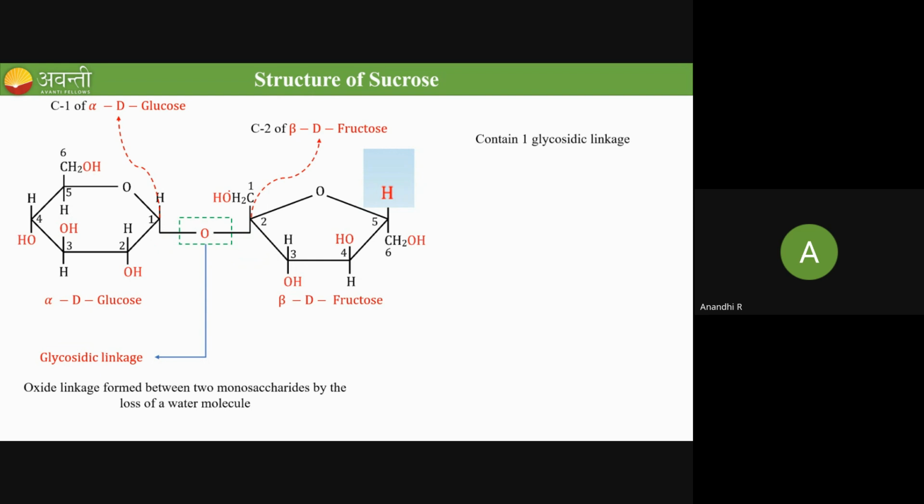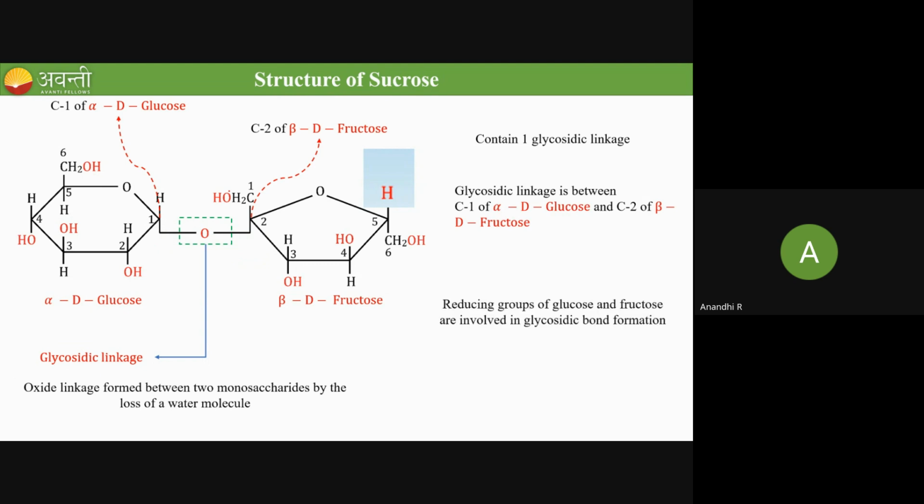And it contains one glycosidic linkage between these two. The reducing groups of glucose and fructose are involved in glycosidic bond formation. So which is the reducing group? In glucose, carbon number 1 is the aldehydic carbon, right? So that carbon's oxygen is involved here. So it is not available for the reaction. So you cannot do any reaction here. So that's why this sucrose is a non-reducing sugar.